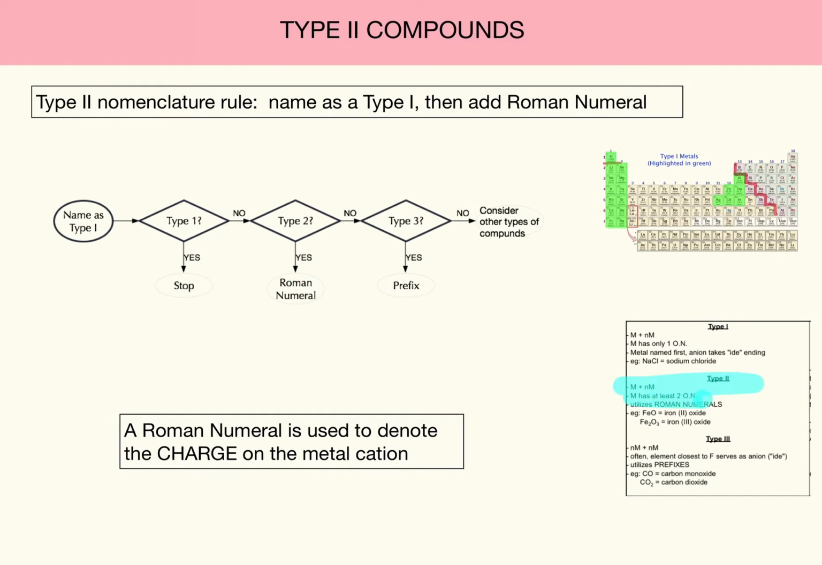That schematic represents the rules that were previously presented in our nomenclature framework grid. And what does the Roman numeral represent? The Roman numeral represents the charge on the metal, the charge of the metal cation. With that as an overview of how and when to apply type 2 rules, let's work a few examples.